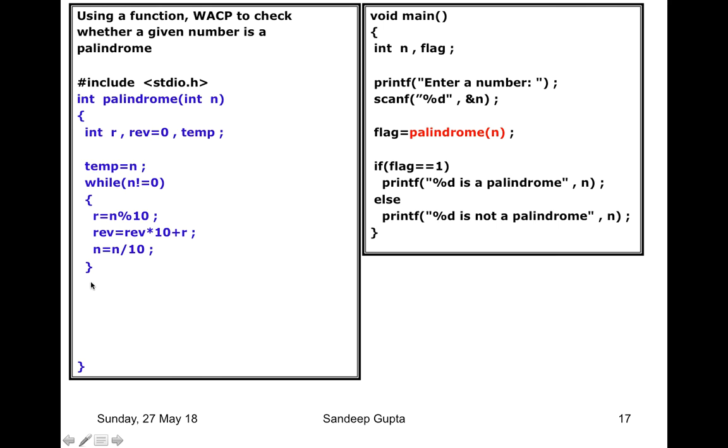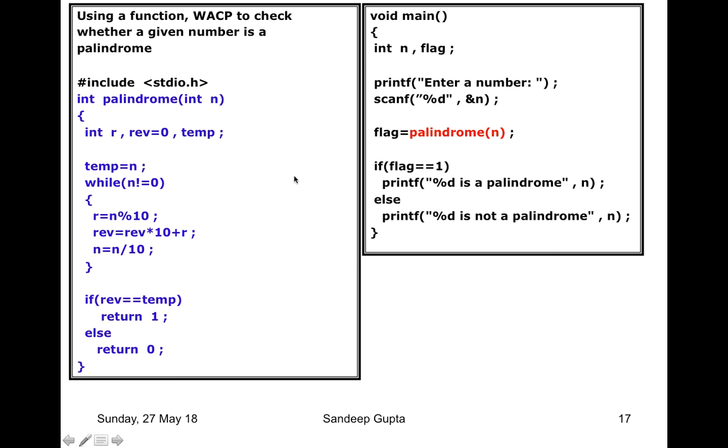Okay, now a simple question. If n is equal to 123, what is the final value of reverse? 321. If n is equal to 121, what is the final value of reverse? 121. So now take a guess, what are we going to write here? We will write if reverse is equal to n, that means the given number, the original number was a palindrome, so return 1, else return 0. That's it. So that was the program to check whether a given number is a palindrome.